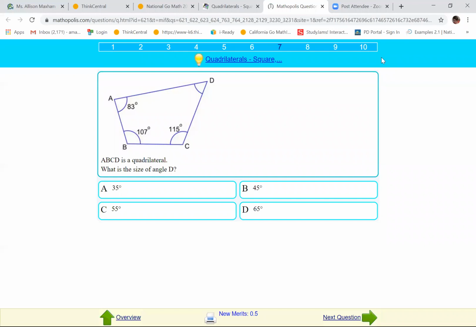All right, let's take a look at this one. All right, so quadrilateral ABCD. Well, ABCD is a quadrilateral. What's the size of angle D? Well, we know that all of these plus this is going to equal 360 degrees. So let's find out what all of these are.